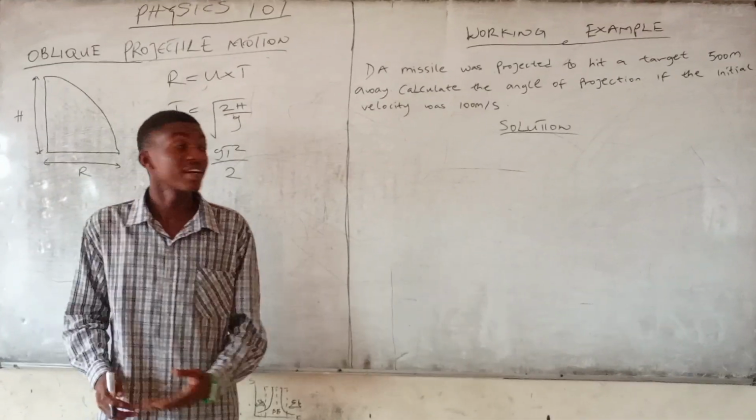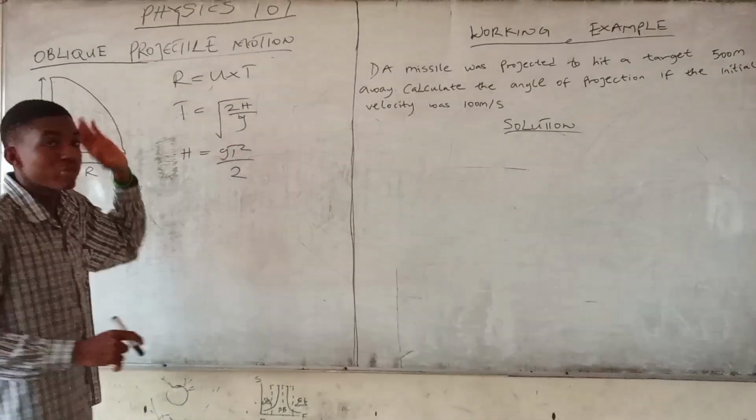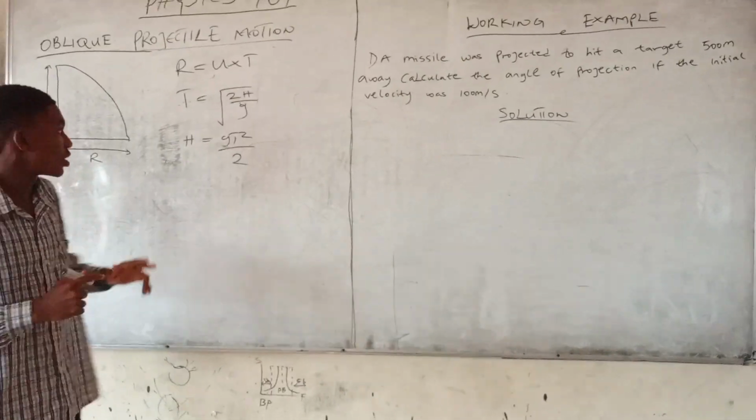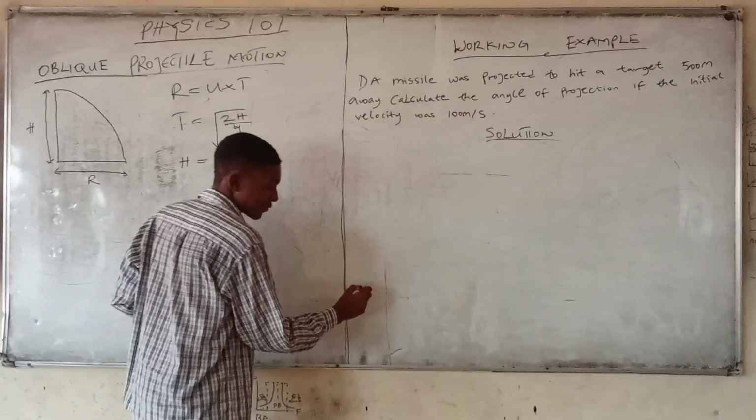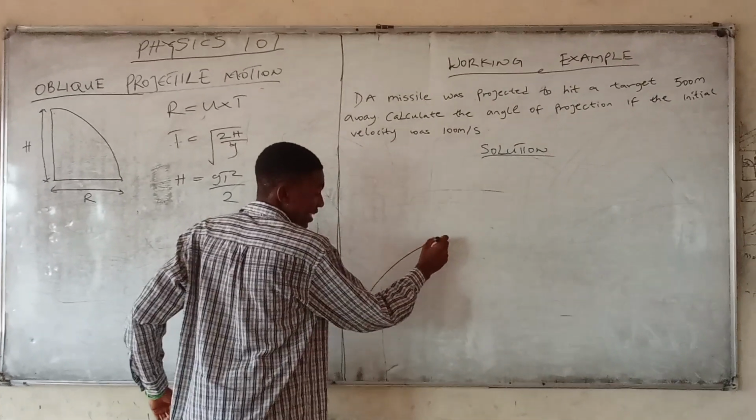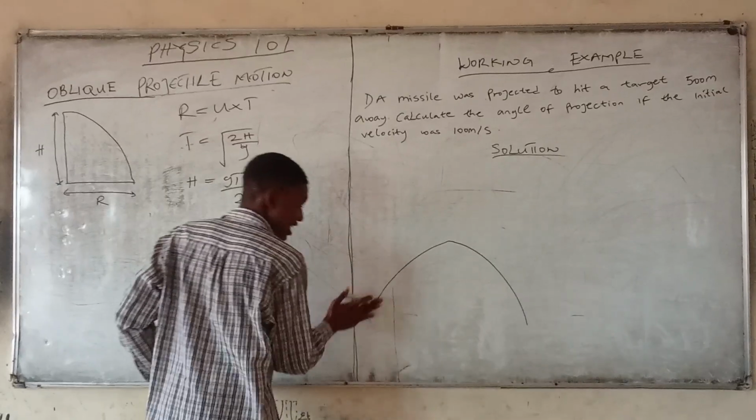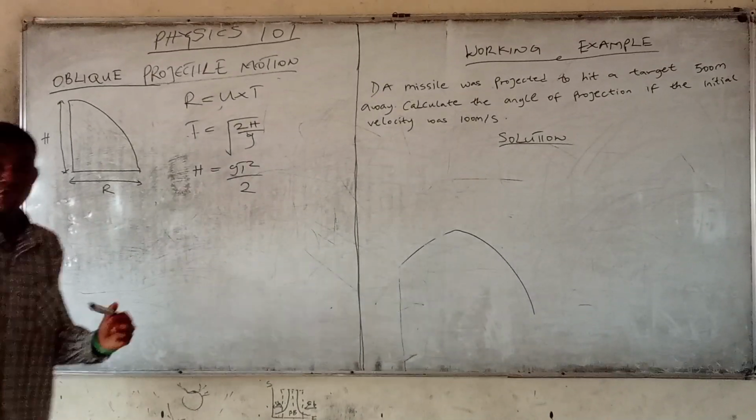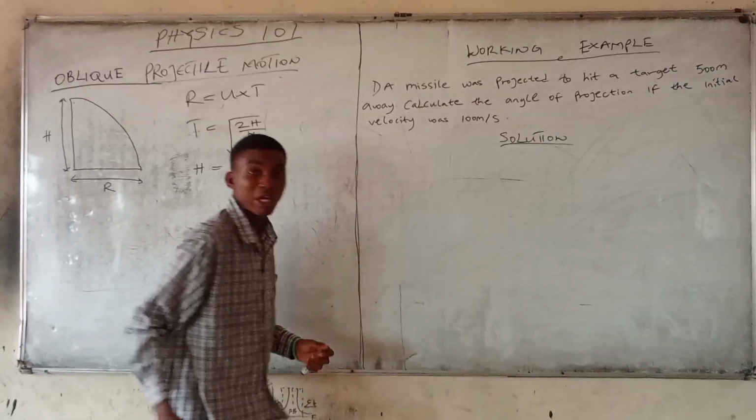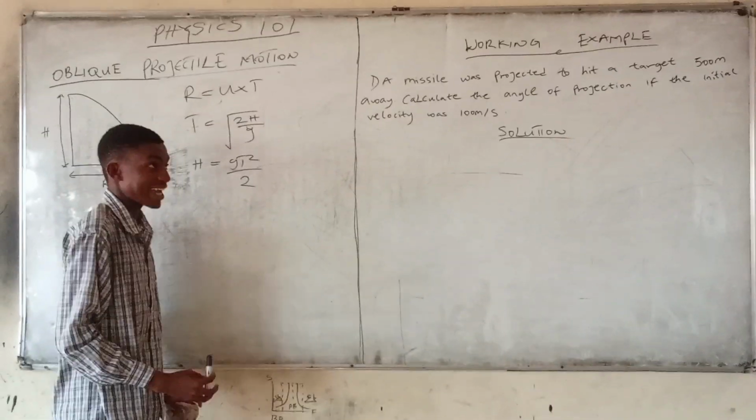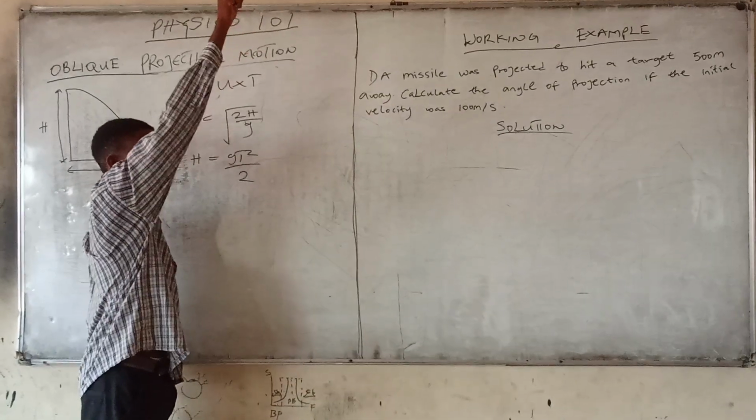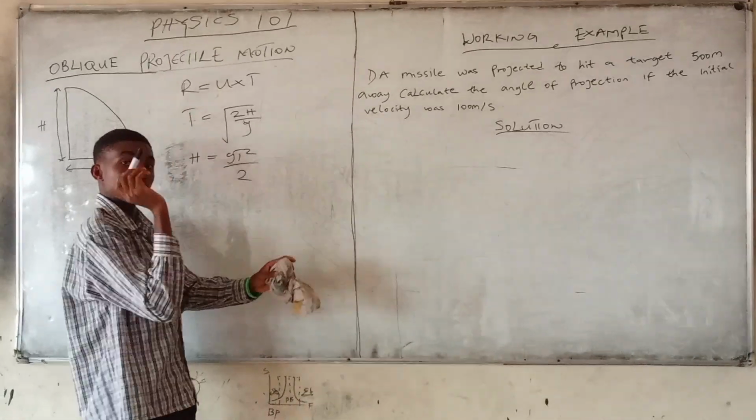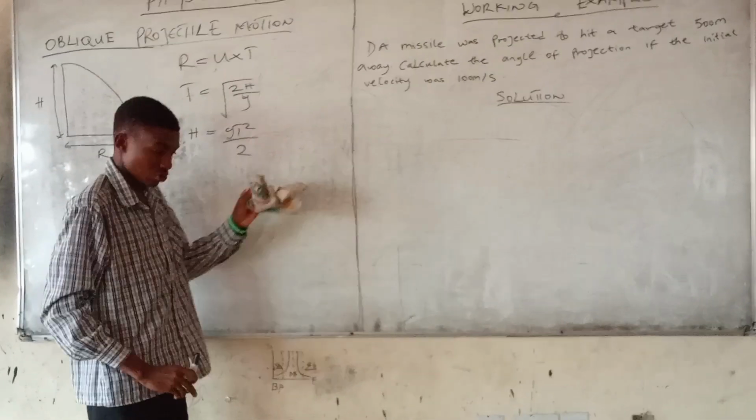Welcome to this physics tutorial. Today we are talking of oblique projectile motion. The previous video was on parabolic projectile motion, where you throw the body from an angle, it reaches the maximum height, and it falls back at another angle. Today we are talking of oblique projectile motion. In oblique projectile motion, you don't throw a body from an angle, you throw it horizontally from a height. Unlike parabolic, which goes like this, oblique goes like this.